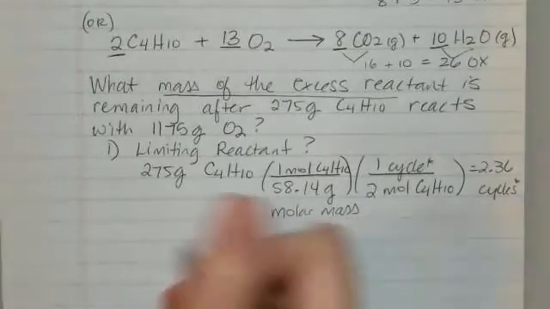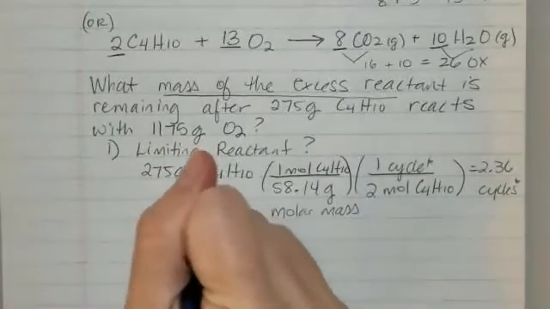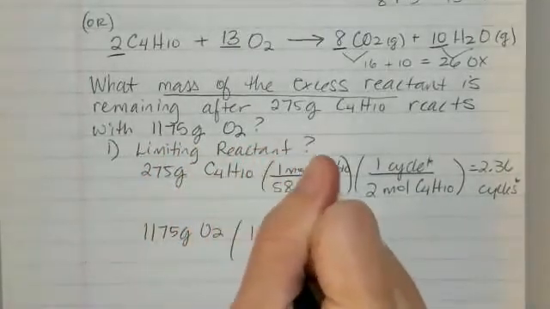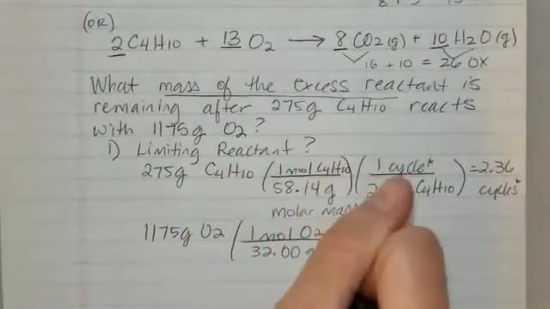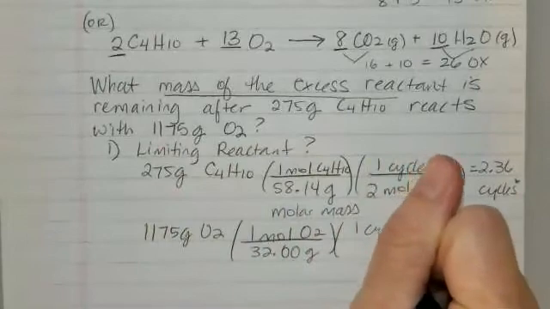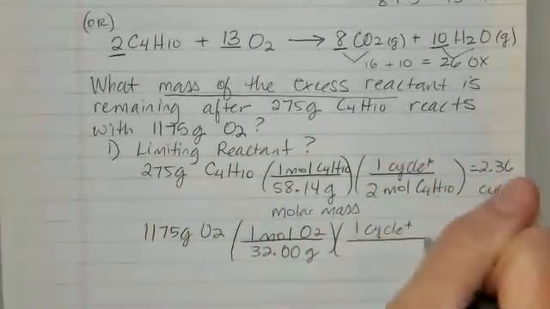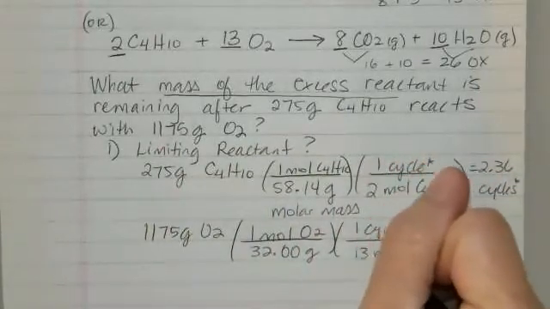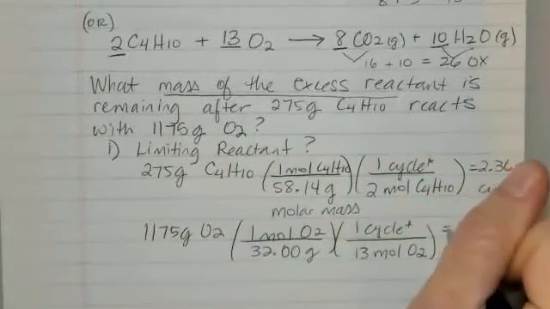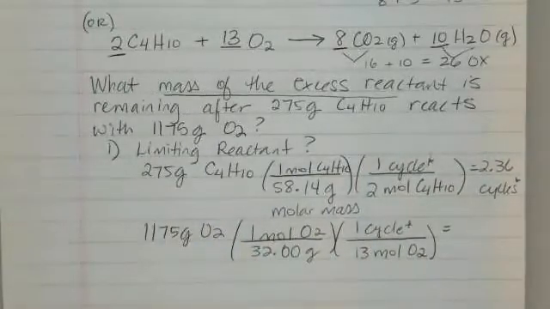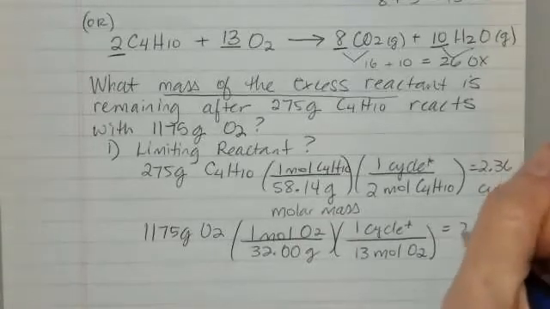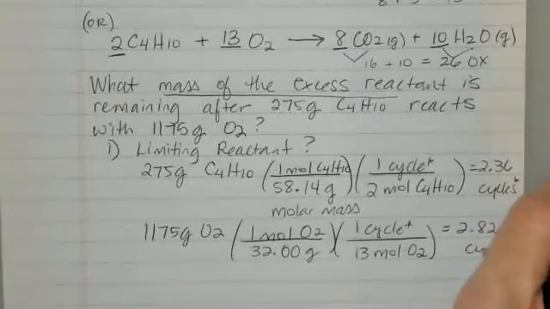All right, now I start with my second reactant, 1175 grams of O2. 1 mole of O2 has a molar mass or a molecular weight of 32.00 grams. For every 1 reaction cycle, I need 13 moles of O2, using that balanced equation that we came up with the whole numbers. So 1175 divide by 32, divide by 13. All right, I get 2.82 cycles.